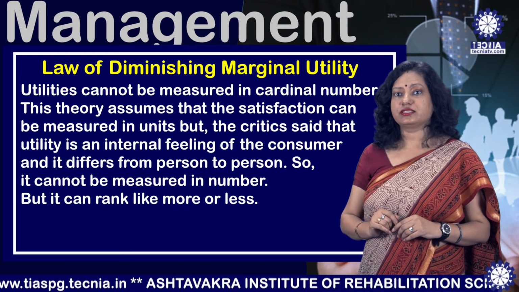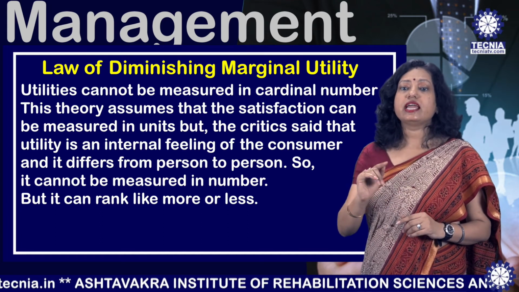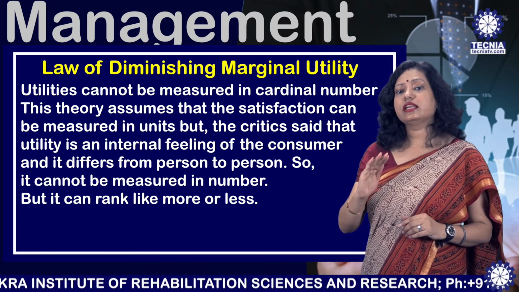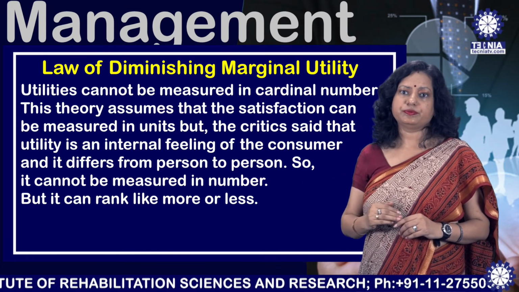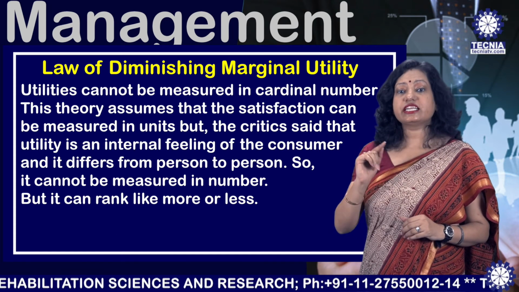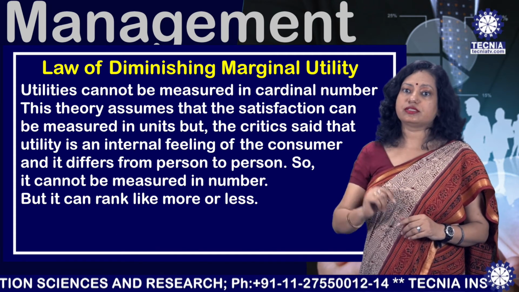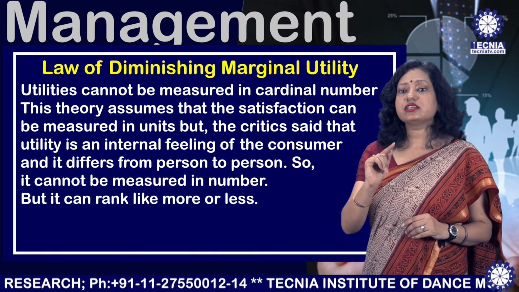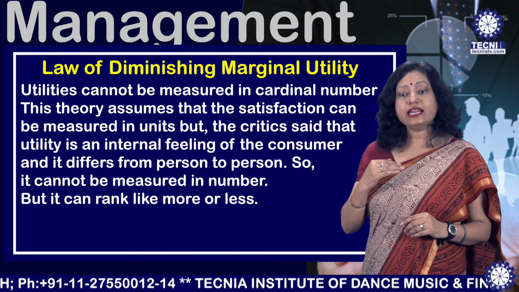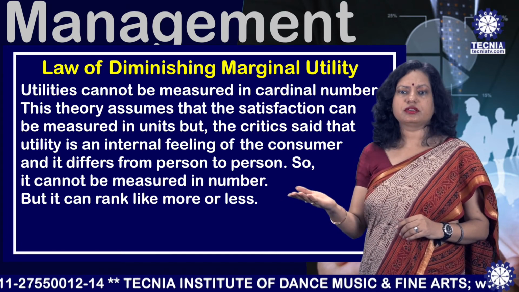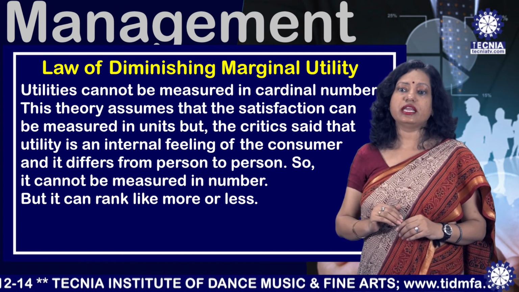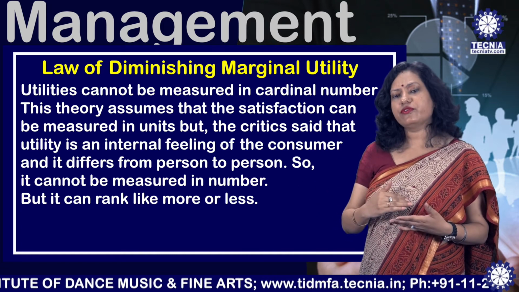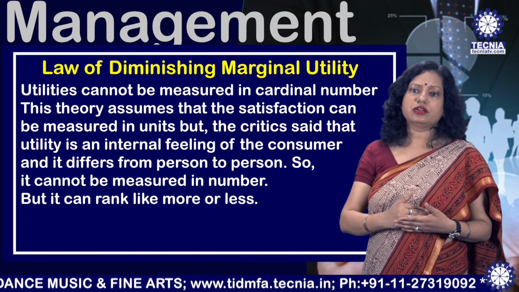The next assumption is that utility can be measured in cardinal numbers. We cannot measure utility in numbers like 1, 2 or 3. This theory assumes that satisfaction can be measured in units, but critics say that utility is an internal feeling of the consumer and it differs from person to person, so it cannot be measured in numbers. It can only be ranked as more or less, or we can give more preference to some commodity in comparison to another.